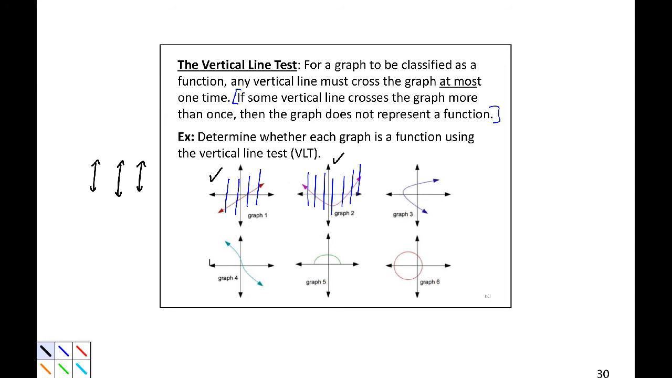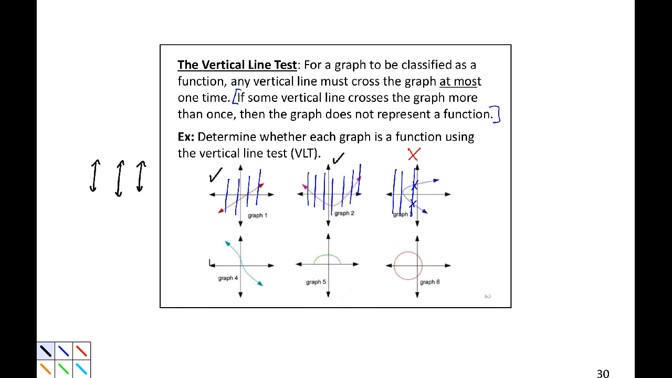Now, I often actually call this, if you could see my hands, the pencil test, because I like to use my pencil as a vertical line and sort of slide my vertical line across my graph, and then I can see very easily when it crosses more than once. With graph 3, okay, I can't cross it there. Oh, there we are. We have 2 places where we cross that graph, so I don't have to look any further. If I can do this one time in any place, then this is not a function.